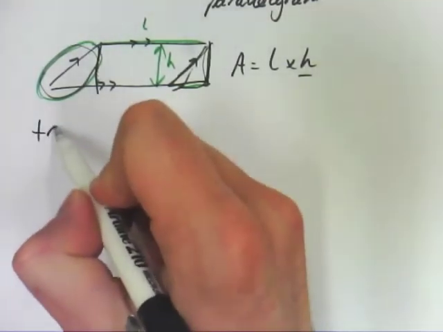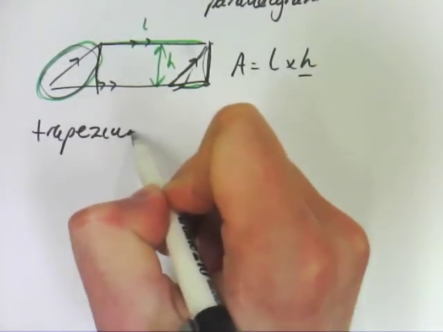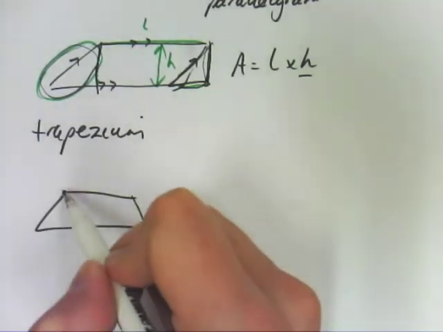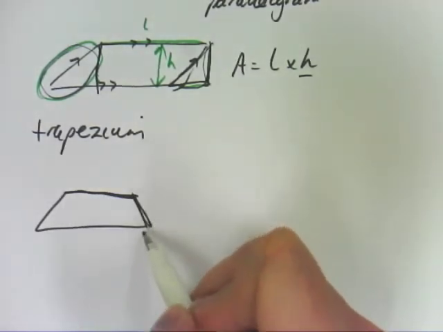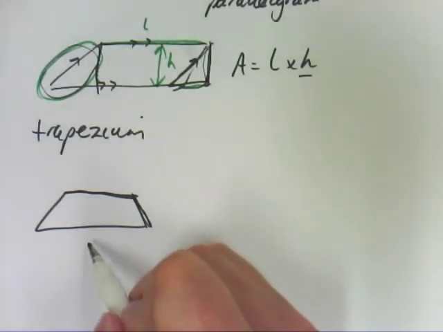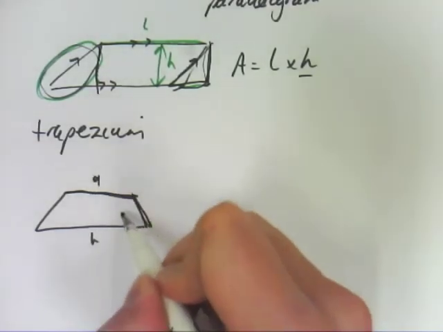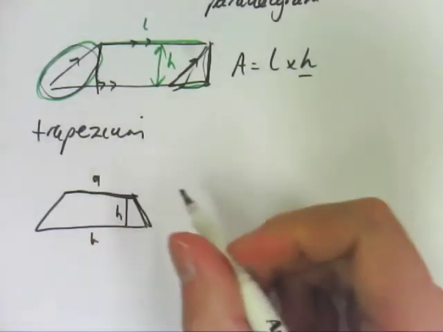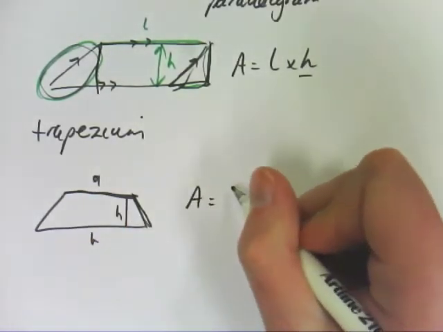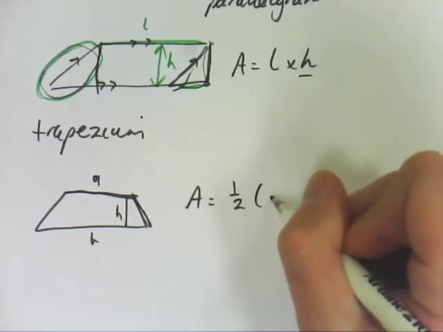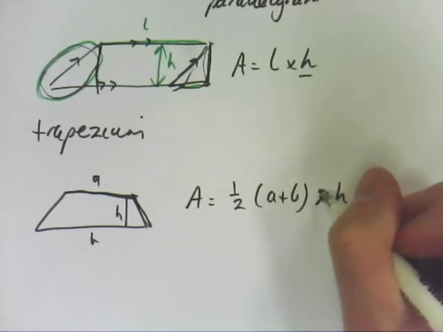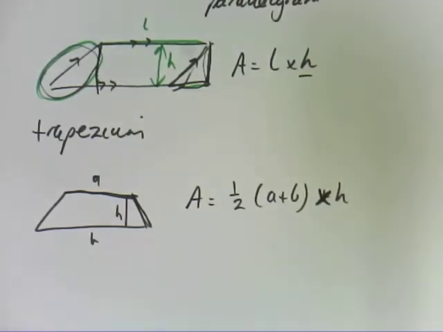Trapezium. It is not as easy to remember as the others. This is length B, A, and you have height. The area of a trapezium is 1/2 of A plus B, times the height. So 1/2 of A plus B times the height.